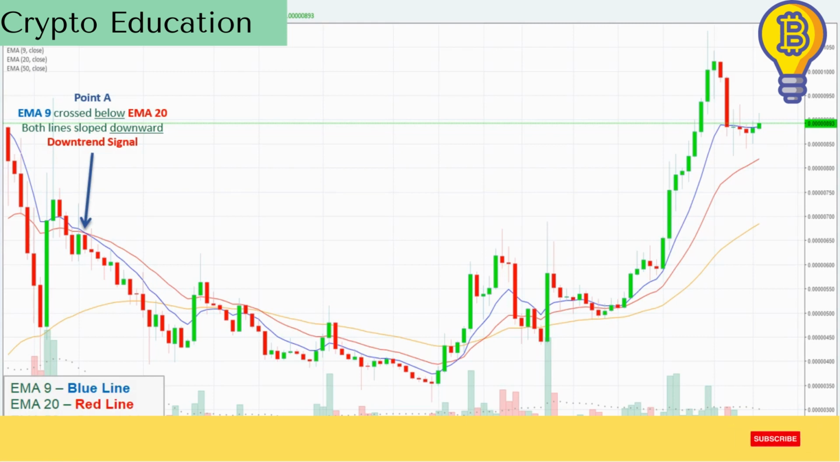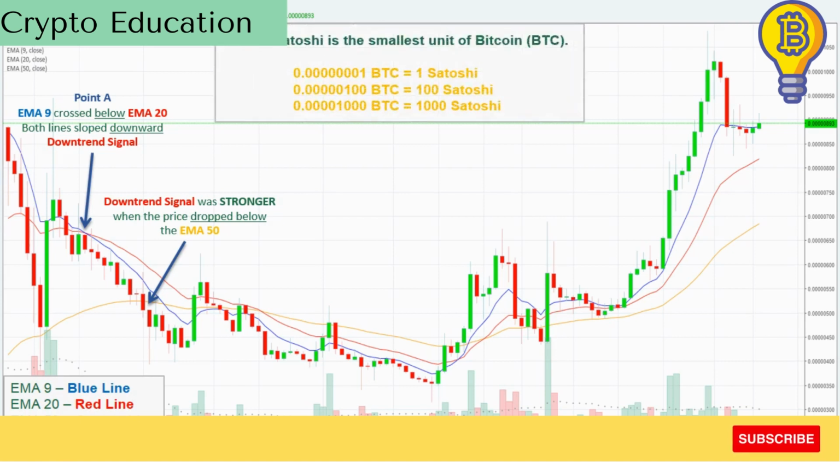As you can see on the chart, the price started dropping after the blue line crossed below the red line. And now I want you to take note of this. When the price drops below the orange line, or the EMA 50, we know that the downtrend signal is much stronger, and there's a high chance that the price will drop even further. You see, if you had bought Tron, or TRX, at 750 Satoshi without a profitable strategy in mind, you might have lost half of your money in less than 2 months.